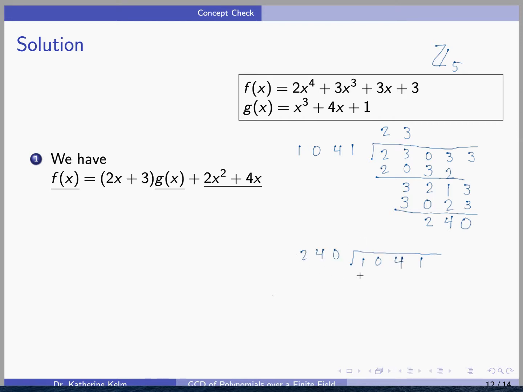What times 2 gives us 1 in Z5? We can use 3. 3 times 2 is 6, which is 1 mod 5. 3 times 4 is 12, which is 2 mod 5. And 3 times 0 is 0. Subtracting. 4 minus 0 is 4. 0 minus 2 is negative 2, which is 3. Bring down the 1.